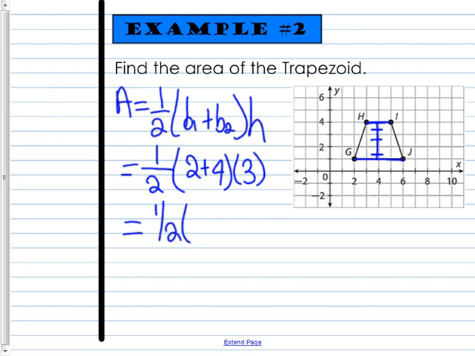1/2. 2 plus 4 is 6 times 3. So 6 times 3 is 18. 1/2 of 18 is 9. So the area of the trapezoid is 9. Simple, straightforward, easy to find on a coordinate grid.